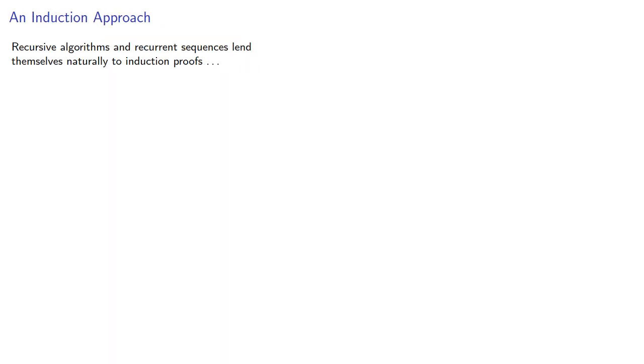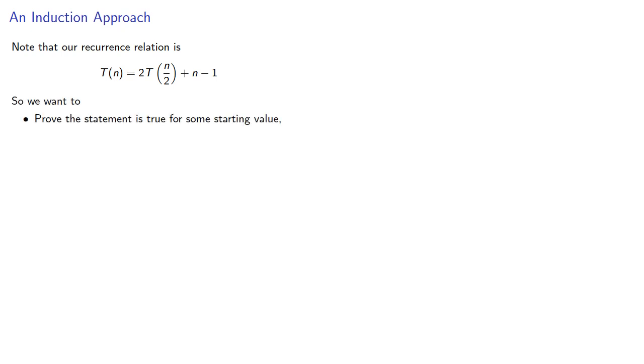Recursive algorithms and recurrent sequences lend themselves naturally to induction proofs, with a slight twist. Note that our recurrence relation is T(n) = 2T(n/2) + n - 1, so what we really want to do is prove the statement is true for some starting value, and prove that if the statement is true for n equals k halves, it will also be true for n equals k.